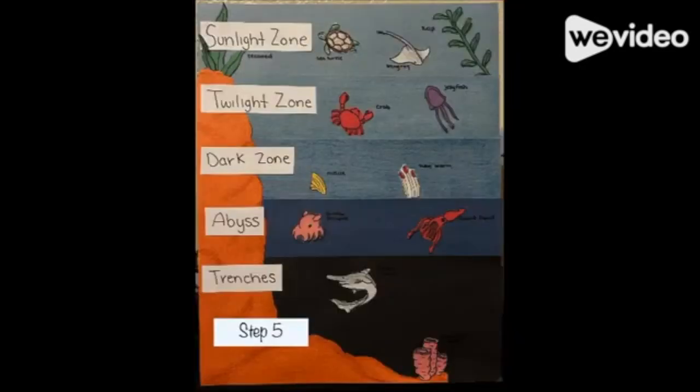Step 5. Print out or draw pictures of 10 sea creatures, 2 for each layer, and place them in their appropriate layer. Label each creature and print out or draw at least 2 plants overall and place them in their appropriate layer and label them.